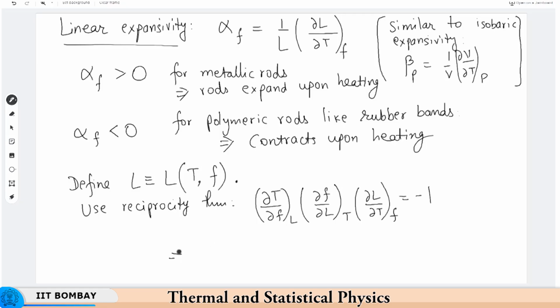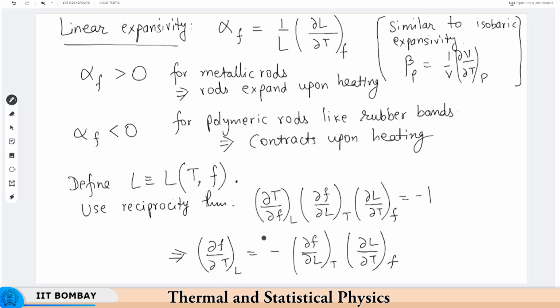Okay. And if I use the reciprocal theorem again, I can write del F by del T at constant L equals negative of del F by del L at constant T times del L by del T at constant F, right. So, what I have done is I have just moved this to the other side. So, del F by del T at constant L equals negative of del F by del L at constant T and del L by del T at constant F.